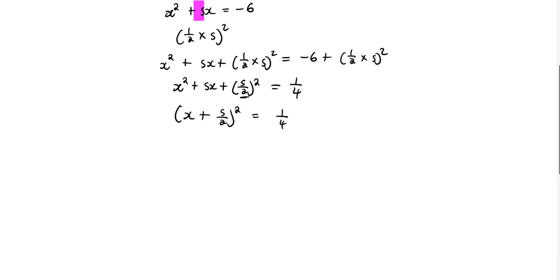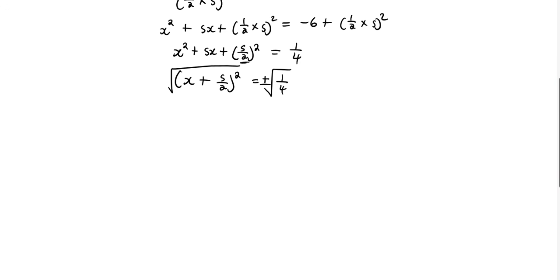So I'm trying to solve for x here. So I'll introduce square root to both sides. Whenever you introduce square root to a constant, you put plus or minus. So if you square root a number squared, it becomes that number. So the square goes. So this will be equal to plus or minus the square root of 1 over 4.